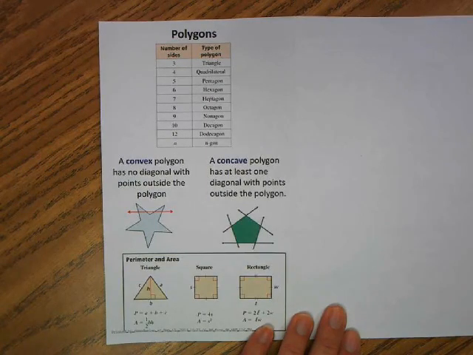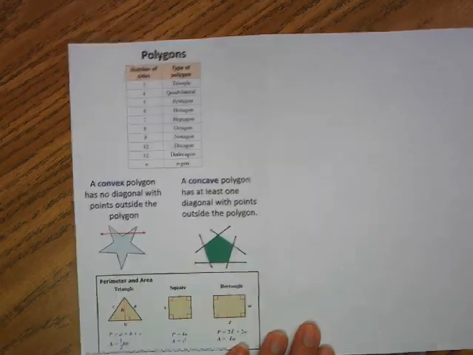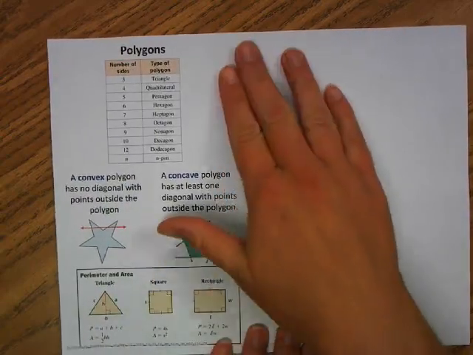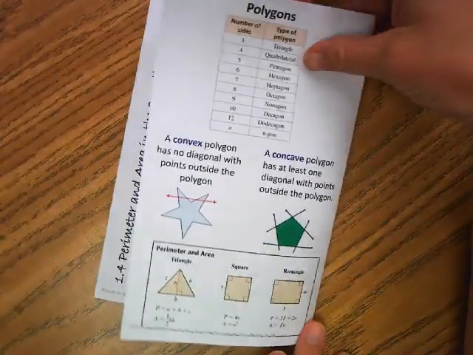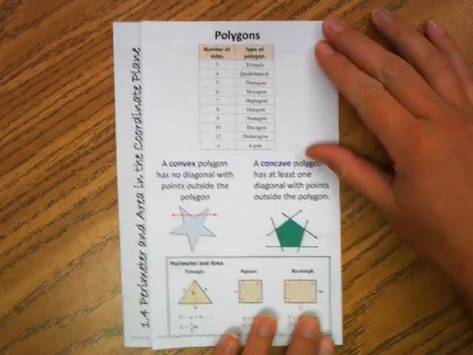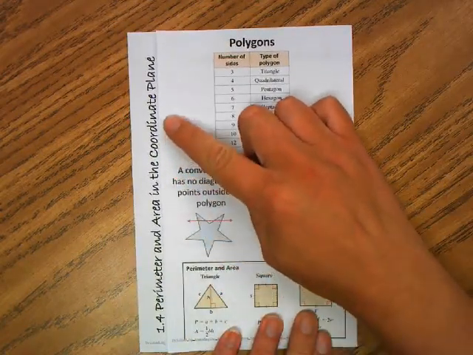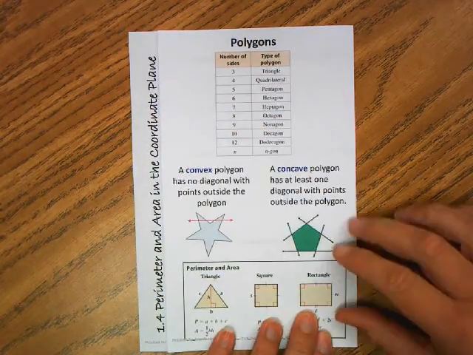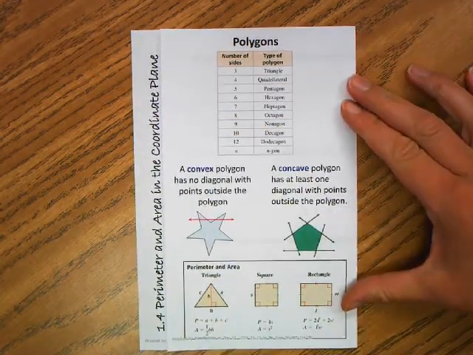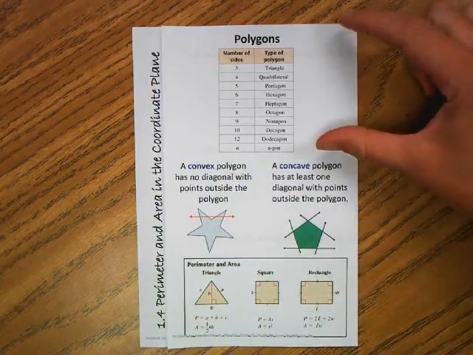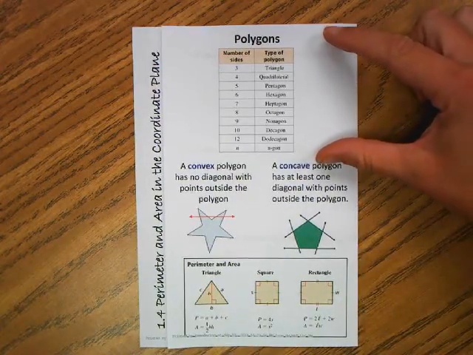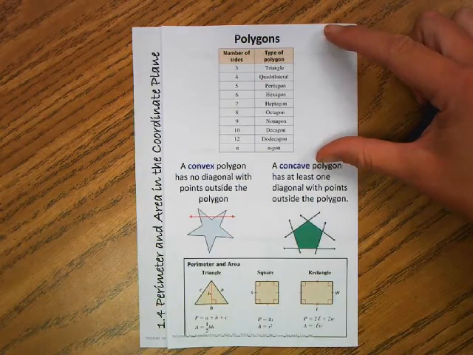Okay, we're going to continue on to page 7 in our interactive notebook. First thing you want to do is take page 7 and fold it. You're going to still be able to see the title 1-4 perimeter and area in the coordinate plane. So on the front cover of your notes, you're going to see all the different types of polygons and how to name them by the number of sides that they have.